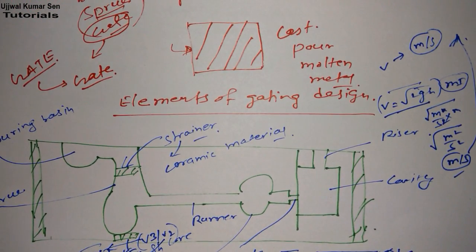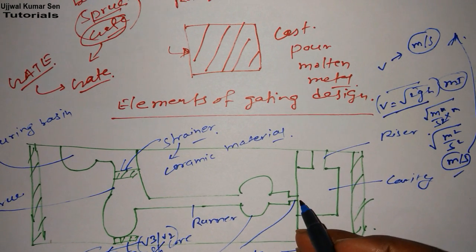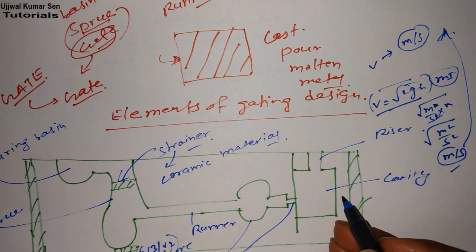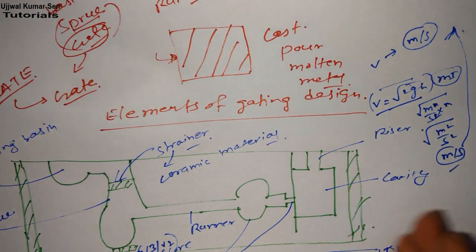So this is all about the simple concept of the gate, the simple elements. Now we'll go for the gate and types of gate. I have shared with you what a gate is. Basically, molten metal is passing through this gate to the cavity. Now we'll go for types of gate. What are the types of gate? Basically we need to know that.